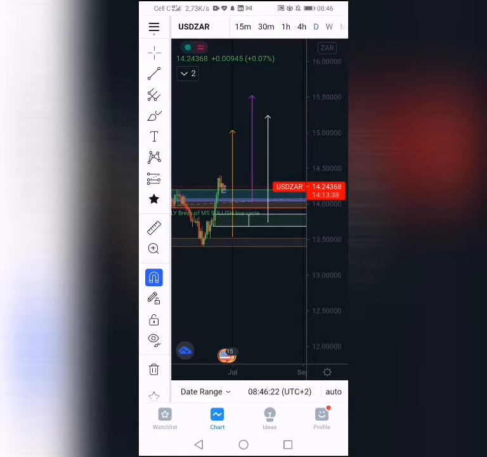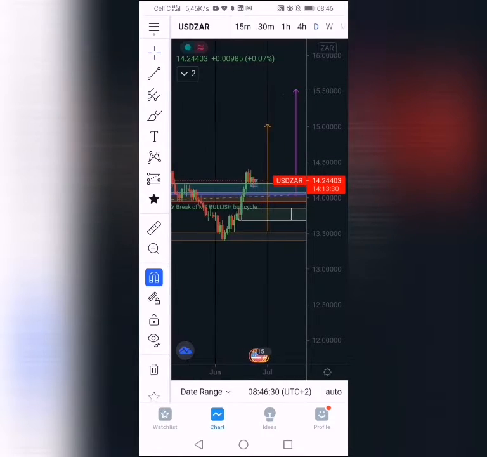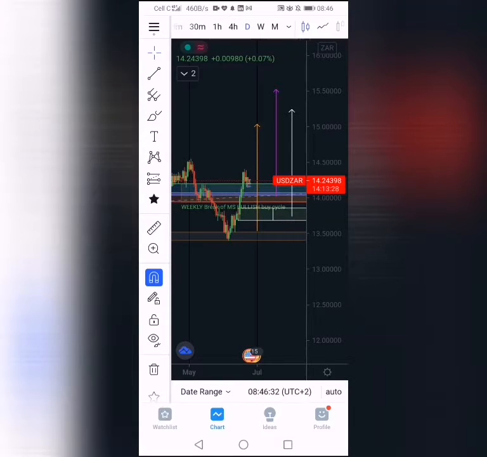Maybe the South African rand is reacting to the fact that they stole the president's iPad. What times are we living in? Okay, so we carry on.